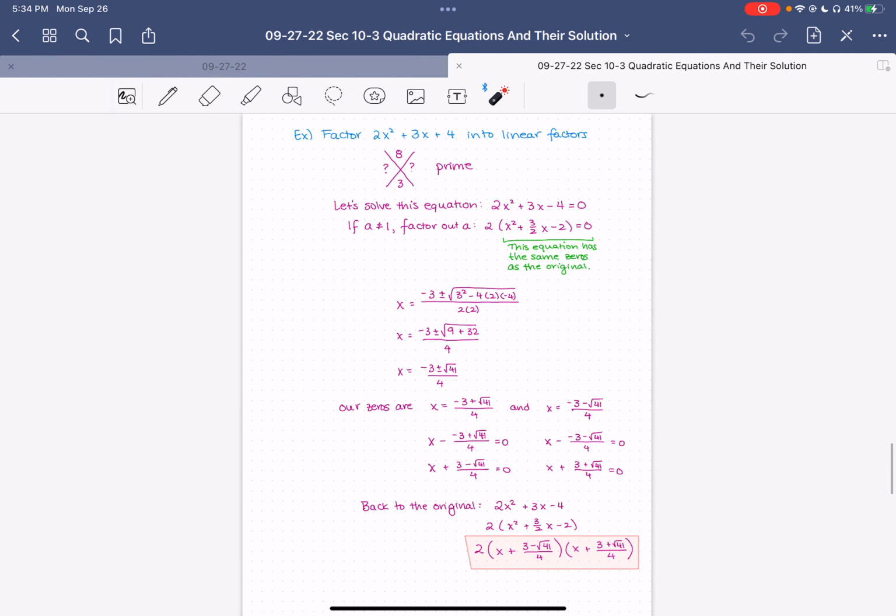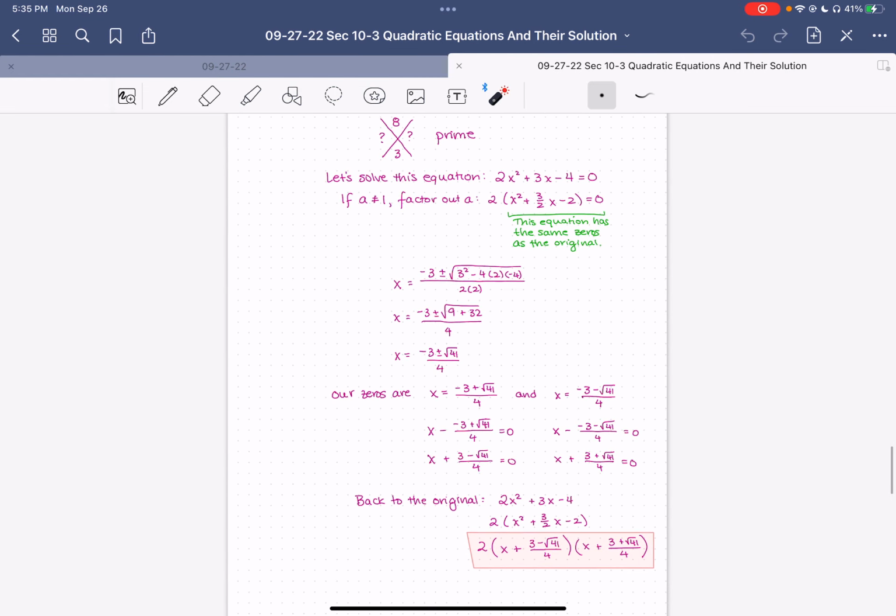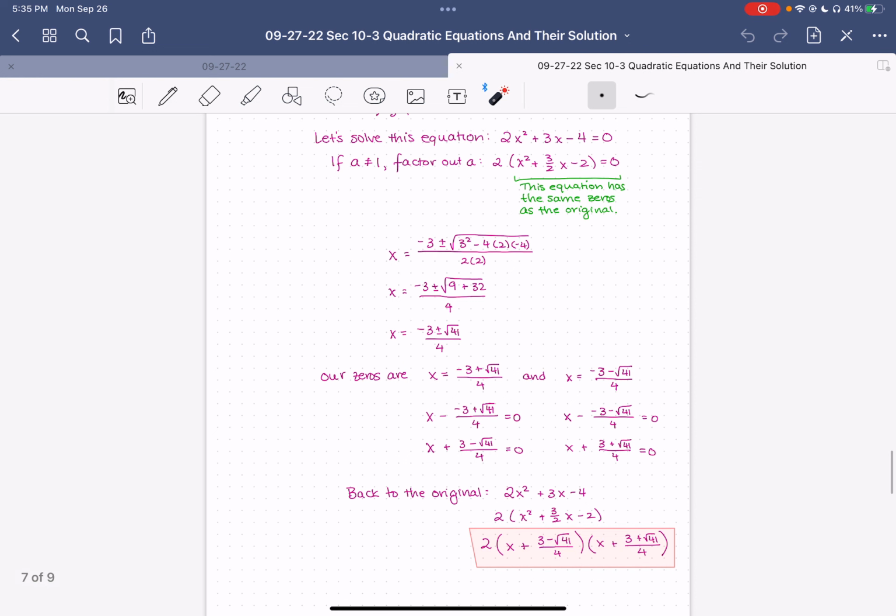Here's the equation we were working on. So if you wanted to pause the video to take a look at what we did, you can pause it and see it all at once.